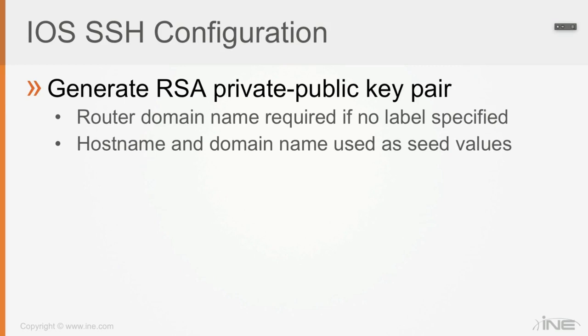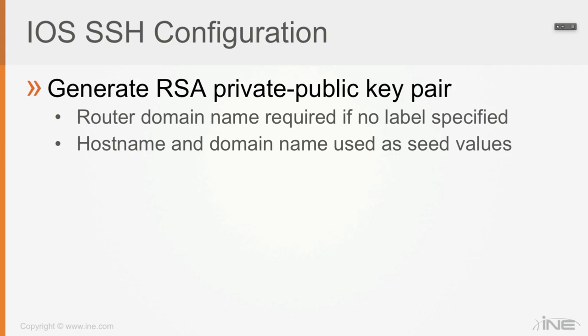Now, host name and domain name, if domain name is configured, are going to be used as seed values in order to generate that private public key pair. But it doesn't mean that by knowing the host name and domain name, you can recompute or redo the RSA private public key pair, because those two keys are not derived solely based on the router host name and domain name.